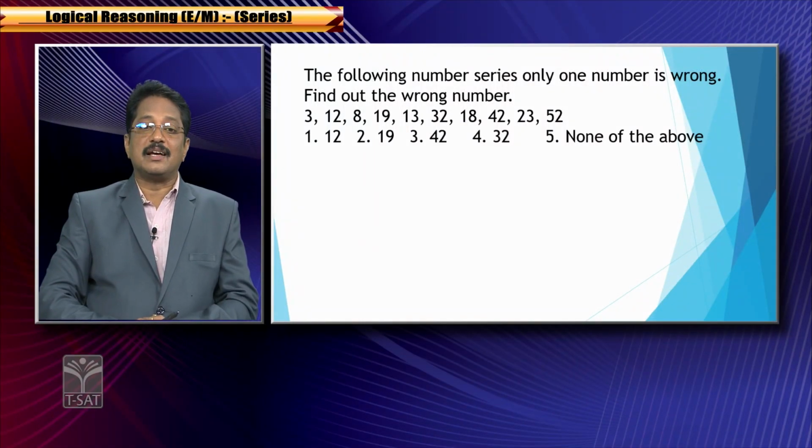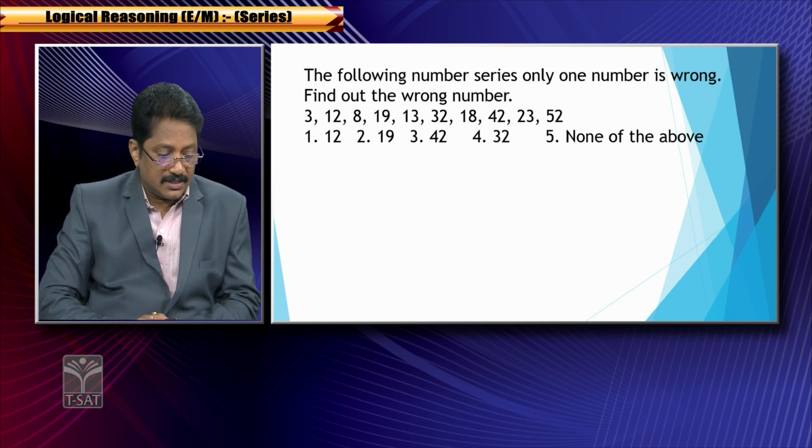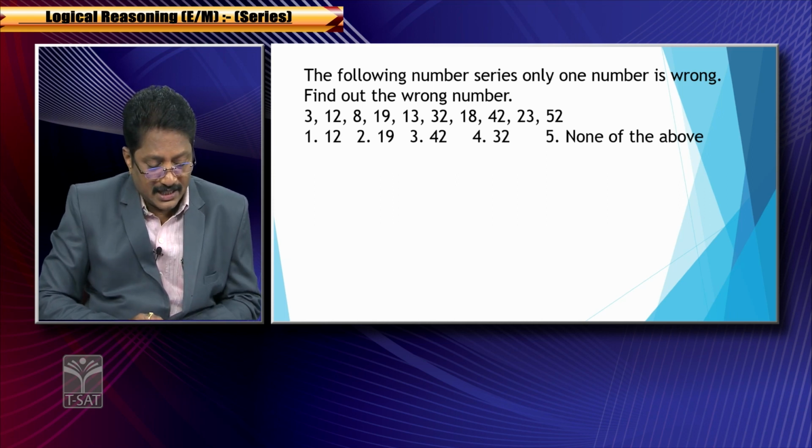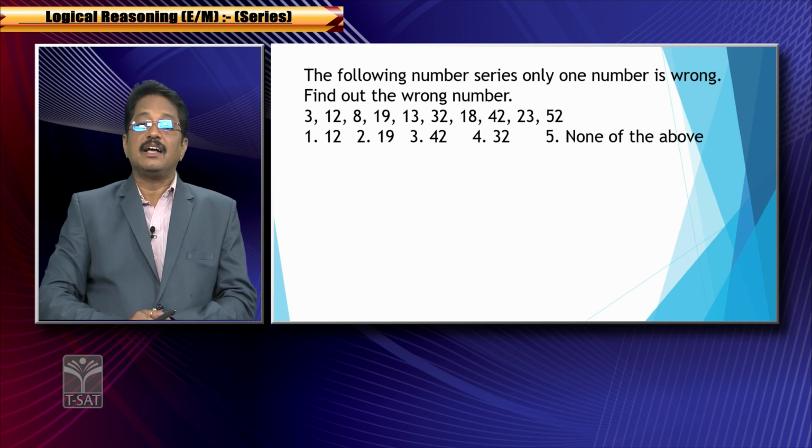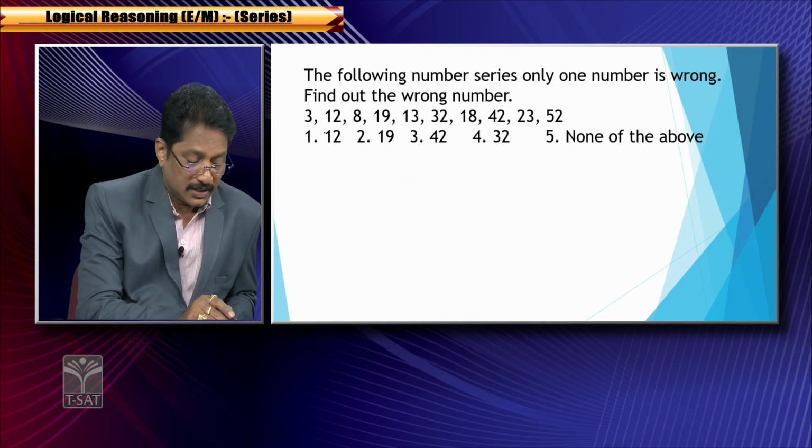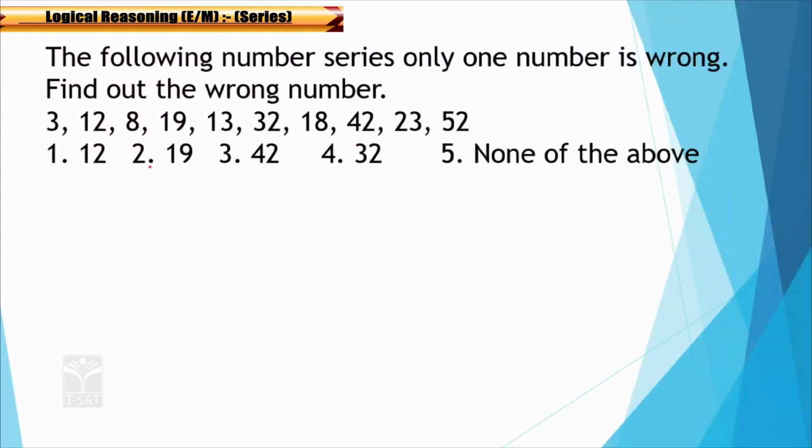Now in the following number series, only one number is wrong. Find out the wrong number. Which number is wrong? You have to identify it here. Now verify it. 3, 12, 8, 19, 13, 32, 18, 42, 23 and 52. Which number is wrong? So you have to follow it. Again you have to see series here. I am taking 3, 8, 13, 18, 23, means alternate numbers. 3 plus 5 is 8, 8 plus 5 is 13, 13 plus 5 is 18, 18 plus 5 is 23.